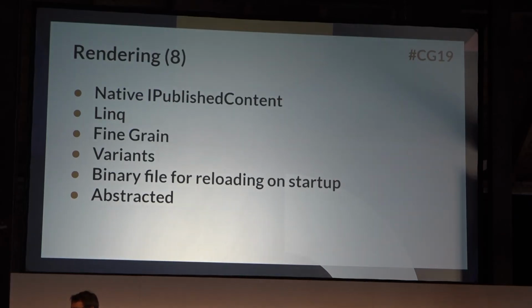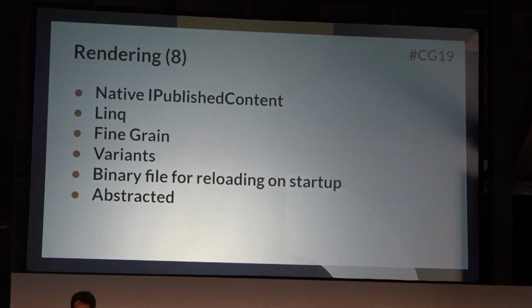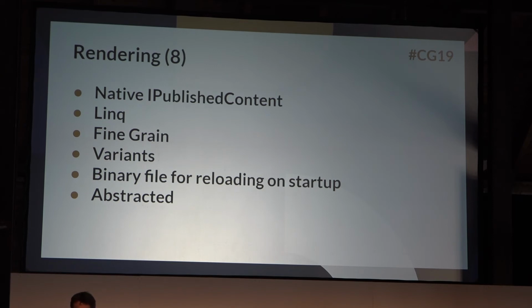Version 8 is using native IPublishedContent. Link is fast. That's because we're not serializing, deserializing. Well, we'll do it once, but then we keep them here. It's fine grain, which means when you publish something, we just modify that content item, not the whole thing in memory. And it's abstracted, meaning that at the moment it is the new cache powering it, but that's just one implementation. And it would be fairly easy to replace that with another implementation should we want to improve things.